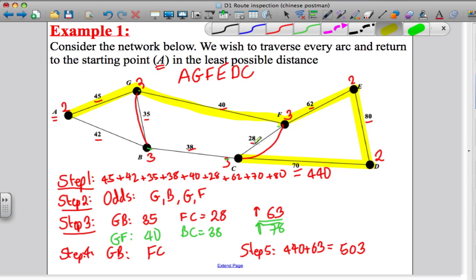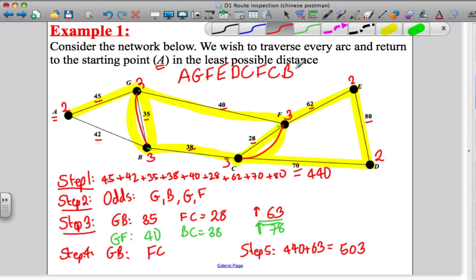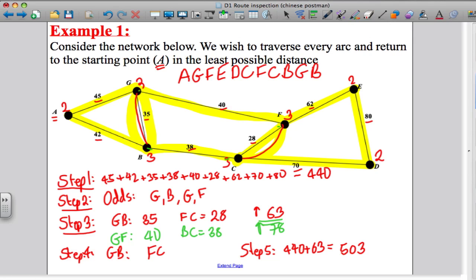Now here I can do whatever I want really. I'm going to go up to F and then I'm going to come back to C. From that point I'm going to go to B. So I'm going to write in B here. From that point, well, I'm going to go up to G and back to B. And finally then, it just leaves me with the option to end up at A where I started. So here is a route and it's got distance 503, which is minimal, using the Chinese postman algorithm.